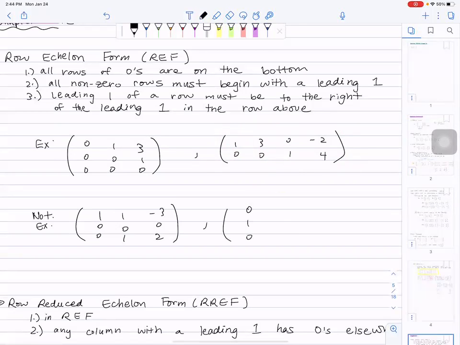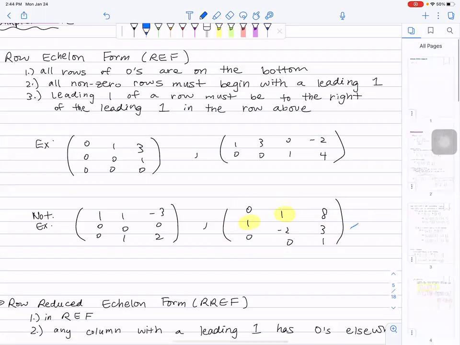However, something like this, 1, negative 2, 8, 3, 1, is not in row echelon form because here you have a leading 1, but here you also have another leading 1. The leading 1s should go down the columns. They shouldn't go the other way. So in order to make this row echelon form, you would want to row reduce by switching those rows. Then you would have a leading 1 at the top, and it would be in row echelon form.